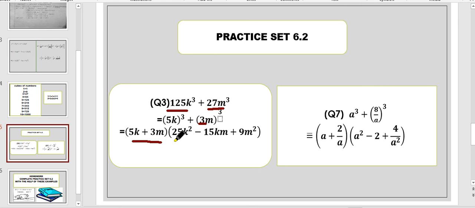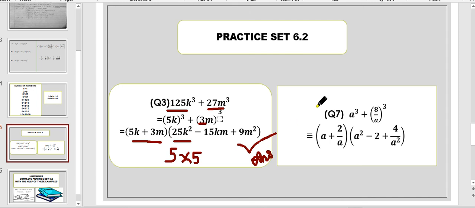After that, a square, that is 5 into 5. If you're considering a here, what does it mean? a square. 5 into 5, how much? 25. 25k square you have to write. After that, minus sign you have to give, minus ab, that is 5 into 3, 15km, right? And then plus sign, b square, 3 into 3, how much? 9. So 9m square. This will be your answer for question number 3, right?